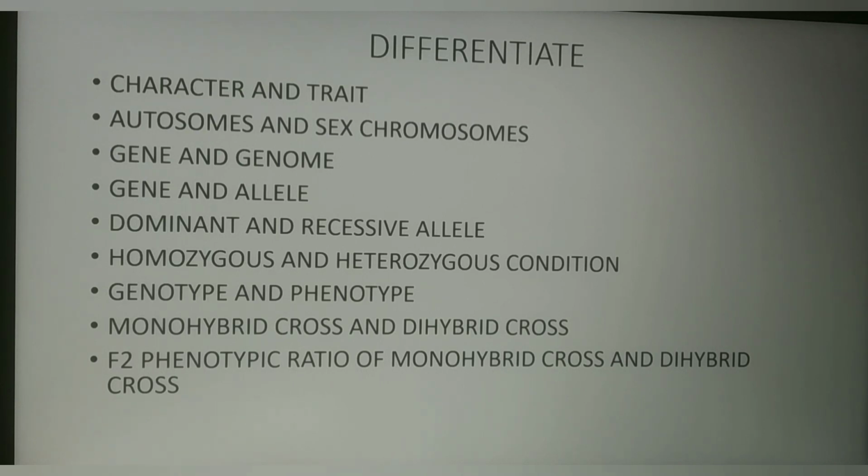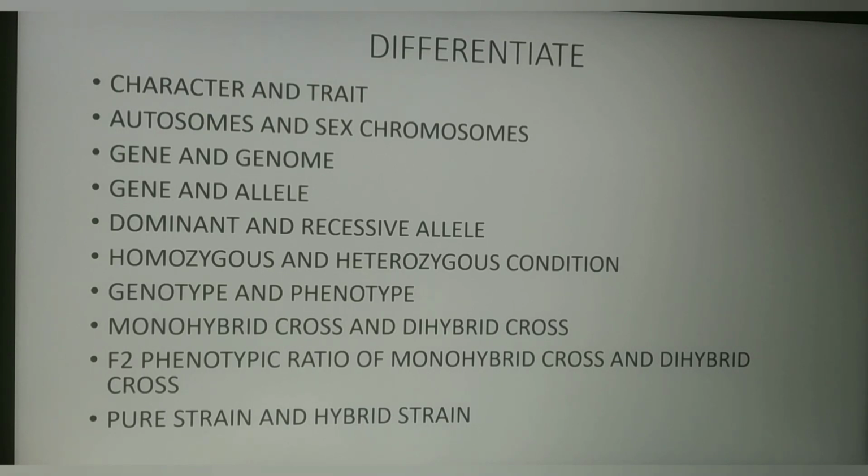What is the difference between the F2 phenotypic ratio? Phenotypic ratio is the ratio of the phenotypes. So in the F2 generation, what is the ratio of the phenotypes? In a monohybrid cross, it is 3:1, and in a dihybrid cross, it is 9:3:3:1.